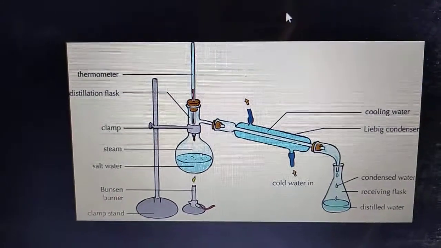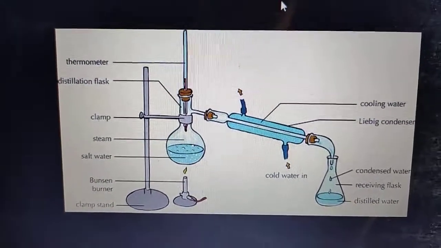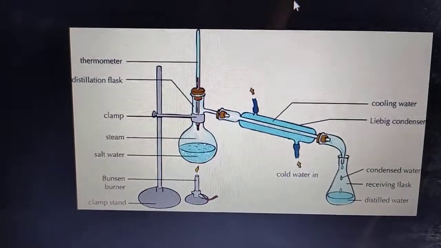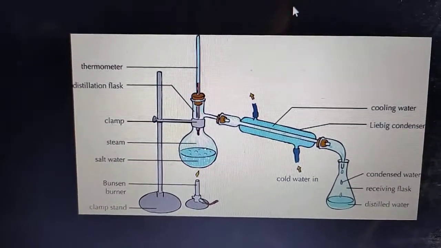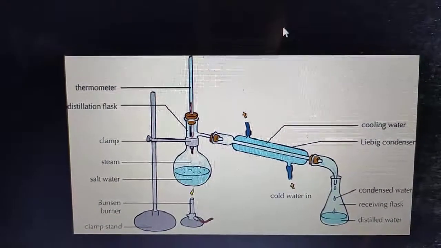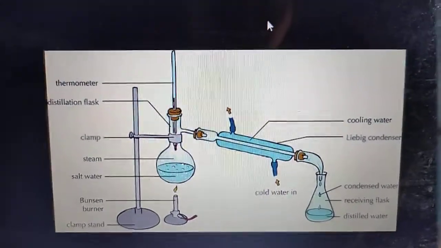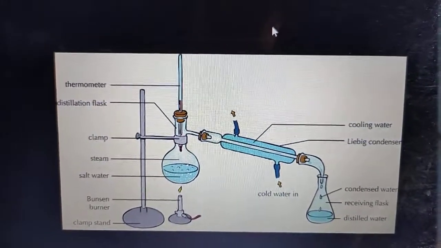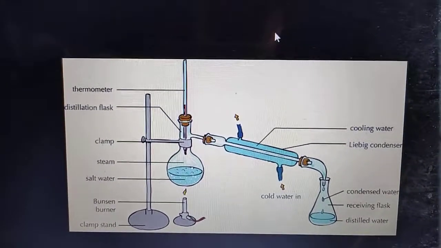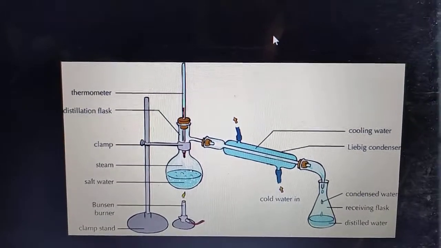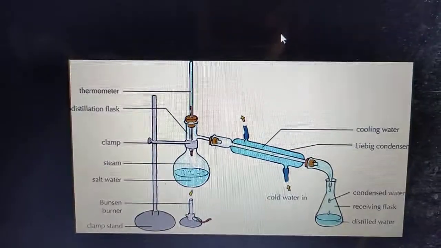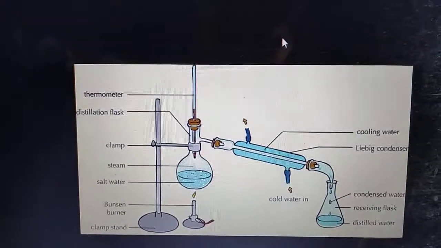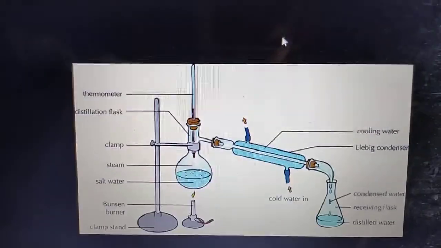So you can do the activity. Now you can see the setup in your book, the distillation setup, showing how separation can be done in distillation, to obtain pure water from common salt. Suppose I have a salt solution and I have to get pure water from it. By the use of distillation, you can get pure water. How can you get the pure water from this salt solution?